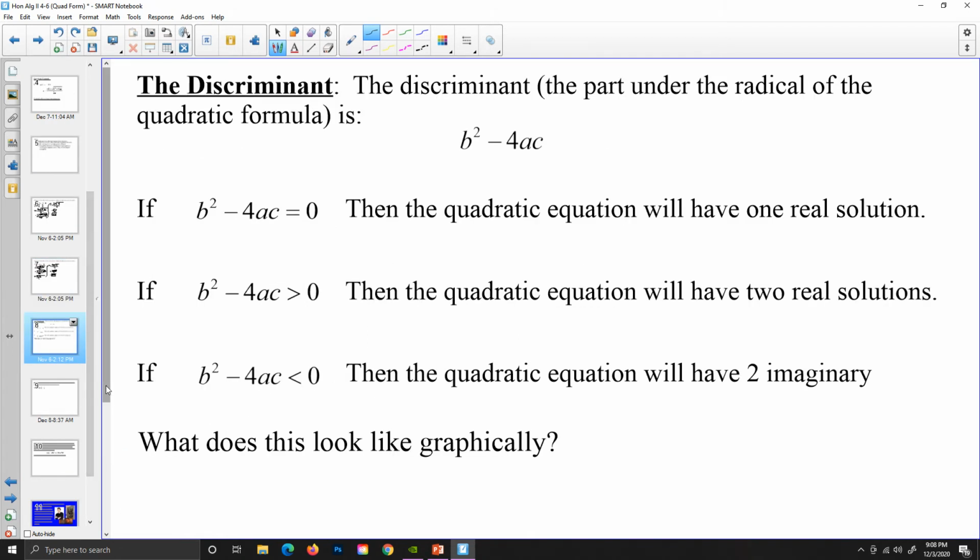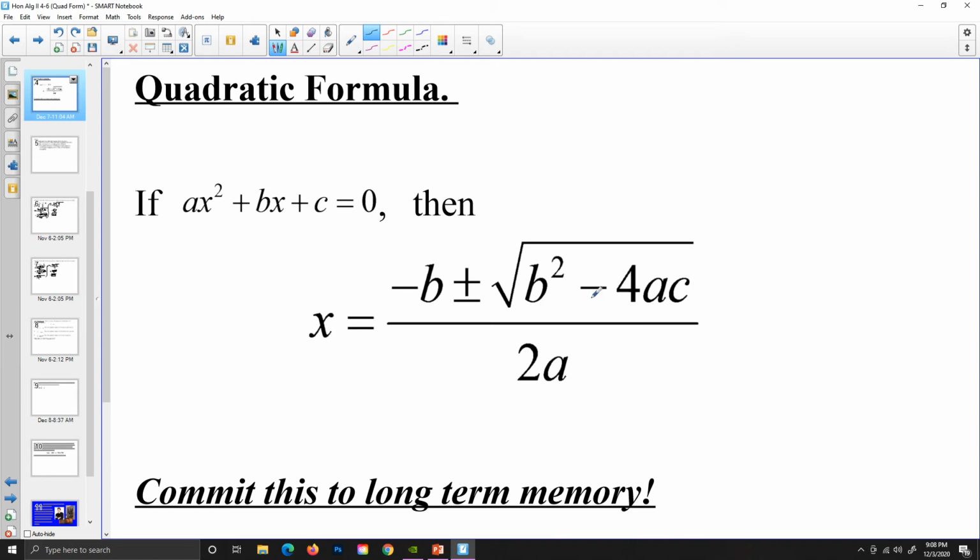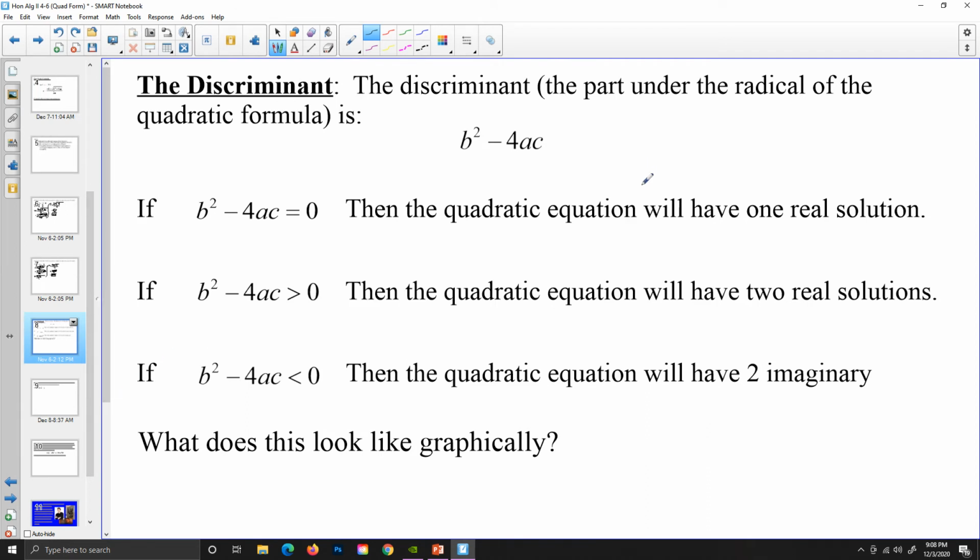The discriminant is the part of the radical under the quadratic formula. It's the b squared minus 4ac. So if we look back here, the discriminant is this part of the equation. And what it does is it tells us the number and types of zeros that a quadratic will have.